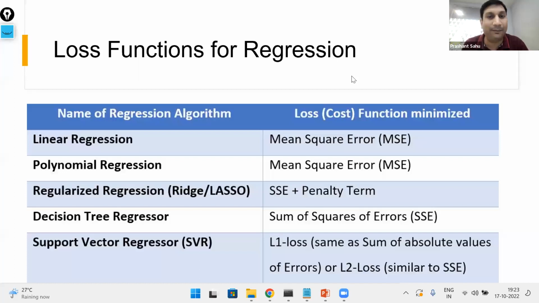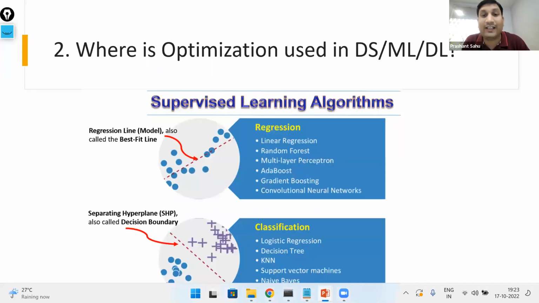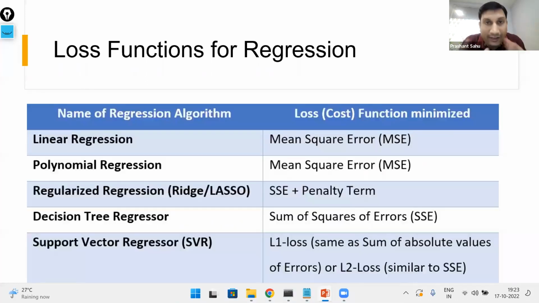Okay, I can slightly pause. Okay, so how are we connecting optimization? What is optimization? Ultimately, optimization means minimizing a quantity. That was the clear definition. If you want, I can go back to that slide. So minimizing or maximizing any quantity is mathematically defined as optimization. So what are we minimizing? That's exactly what I'm trying to convey here. In regression problems, these are the error functions. These are the different error functions which we are minimizing, right?